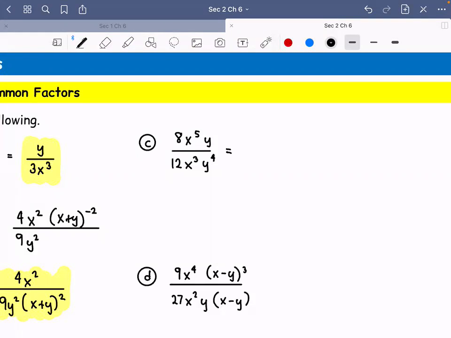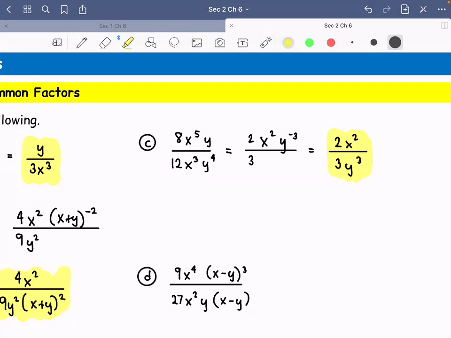Okay, so what is 8 divided by 12? What's the simplest form of 8 over 12? It's 2/3, right? And then what's x raised to 5 divided by x cubed? That is x squared, right? How about y divided by y raised to 4? That is y raised to negative 3. Again, for our final answer, we cannot have a negative index. So from the numerator, we just put it in the denominator, and it makes it positive. So 2x squared over 3y cubed. That's your answer for letter A.